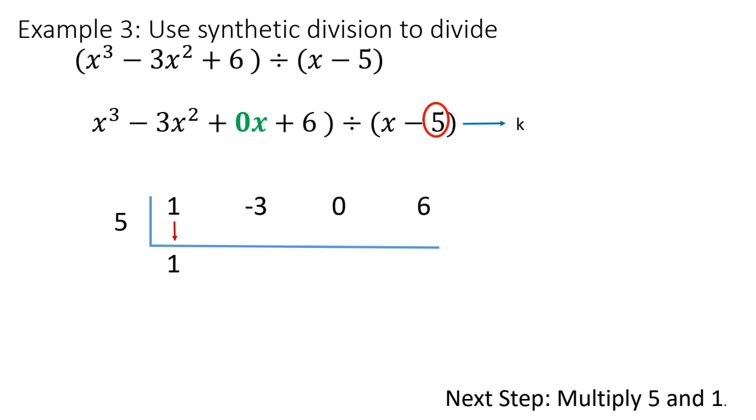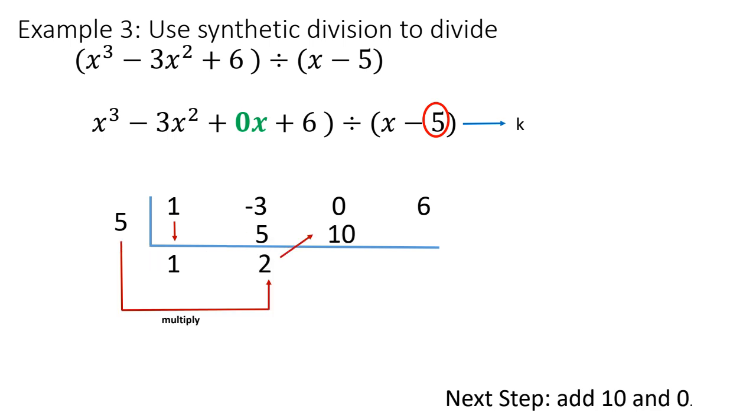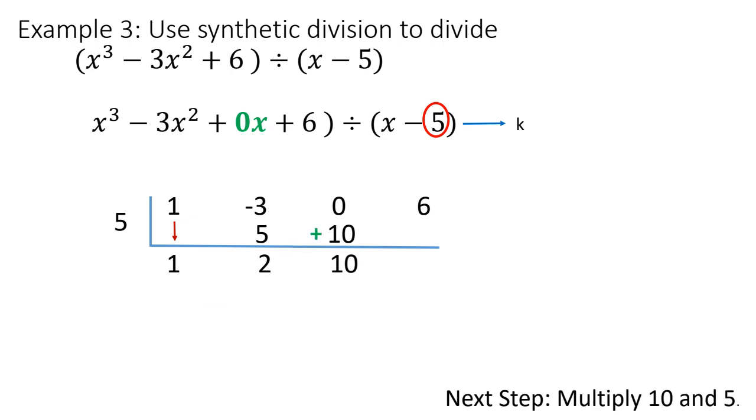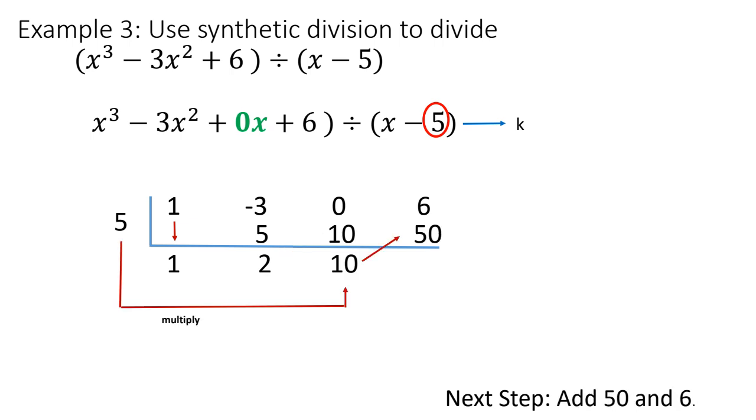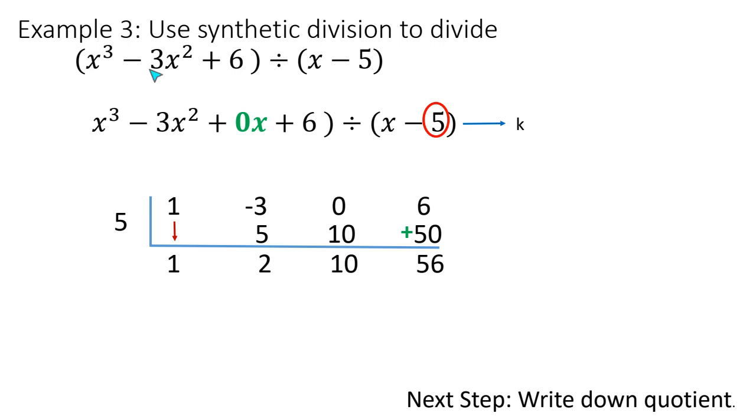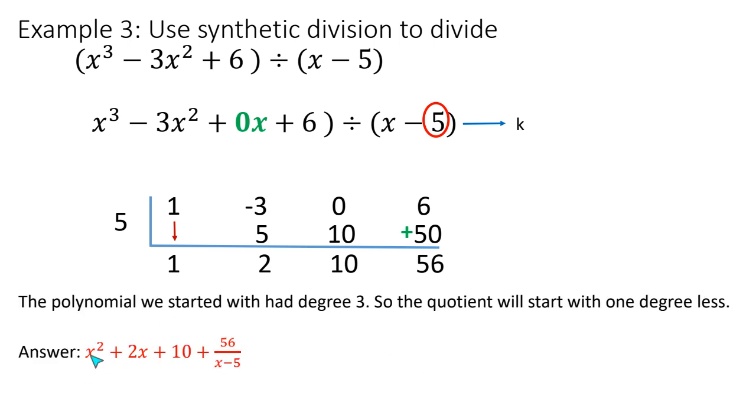1 times 5 is 5. Plus -3 is 2. Times 5 is 10. Plus 0 is 0. And then we get 50 and 56. Your degree was 3, so when you write your quotient, it's 1 degree less. So this one would be x squared plus 2x plus 10 plus your remainder divided by your divisor.